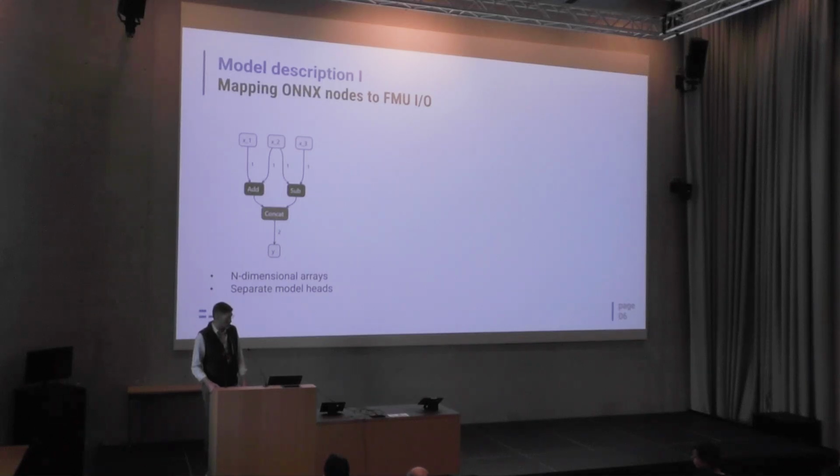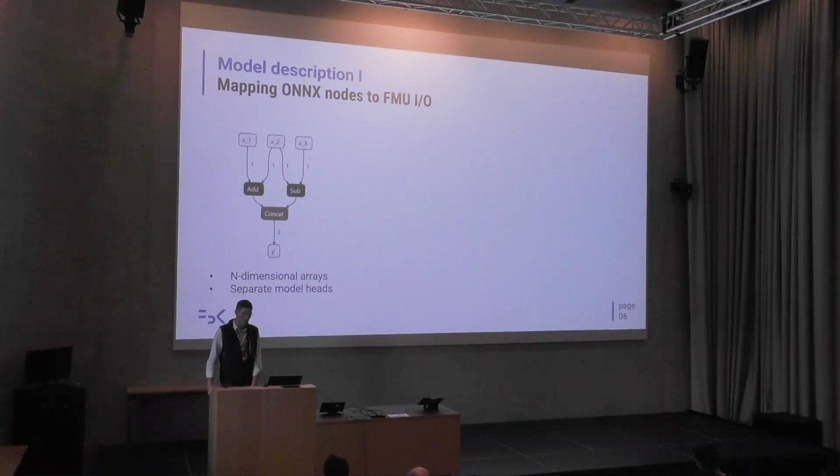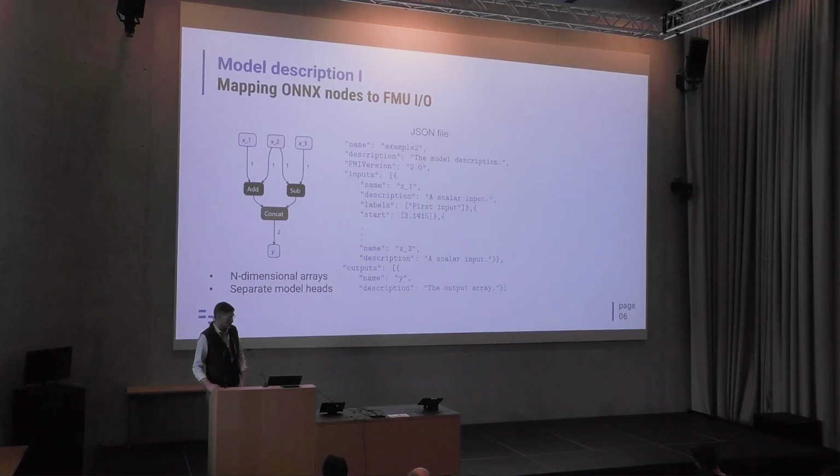This means that we need to have availability of n-dimensional arrays, and we wanted also to be able to retrieve from the ONNX model the different heads that we have for input and output of data. So in this simple model, we have 3 inputs and 1 output. Then we have n inputs and m outputs as from our needs.